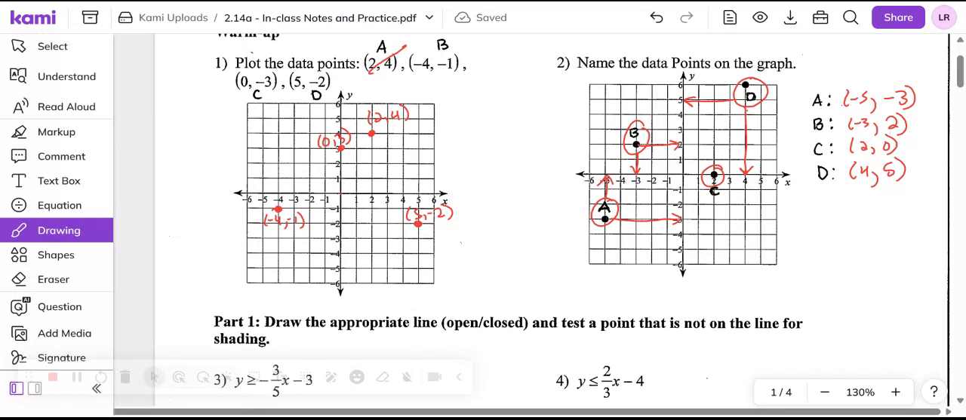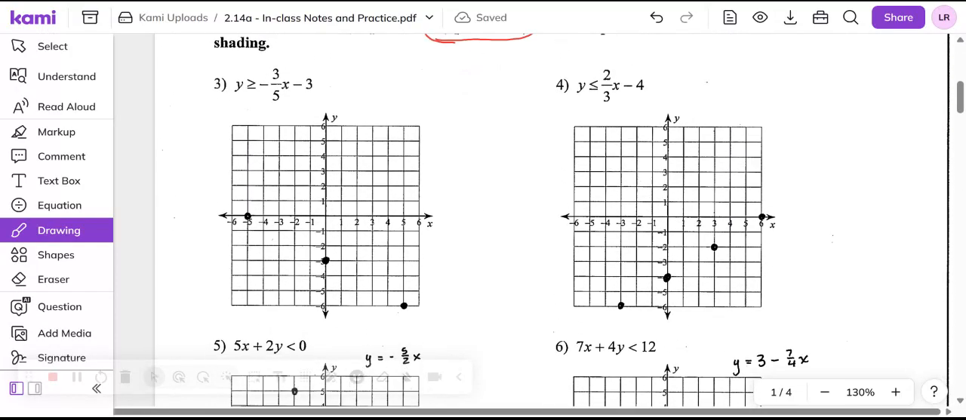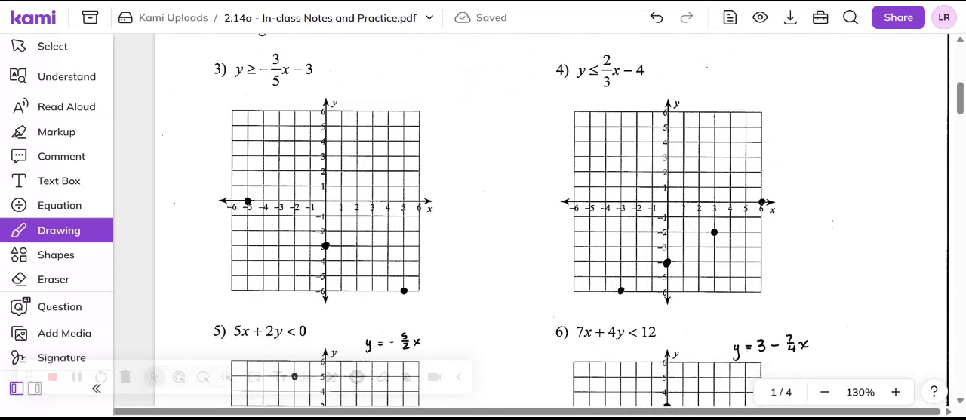Now, to help you understand how you're doing part 1: in part 1, I went ahead and put the dots on the graph. You have to make sure you're doing the correct type of line, whether it's open or closed, and then you are testing a data point that is not on the line. So I'm going to do number 3, and I'm going to do number 5 with you. For number 3, our inequality has an or equal to, so this would be a closed line. I'm going to try to carefully draw my closed line here.